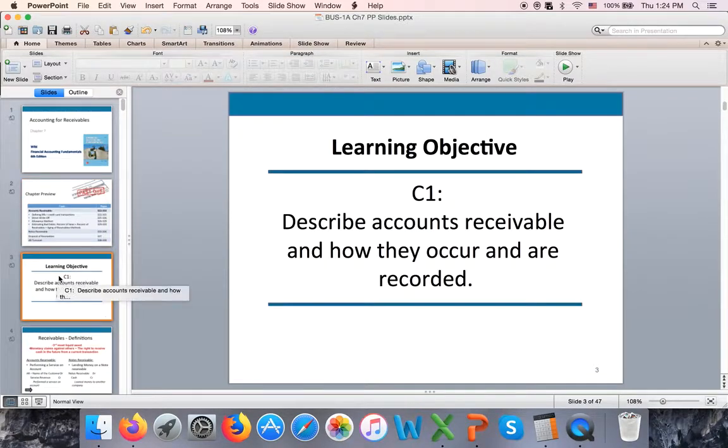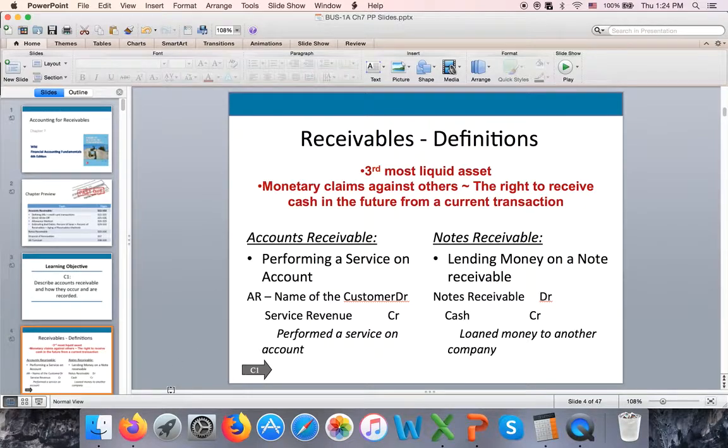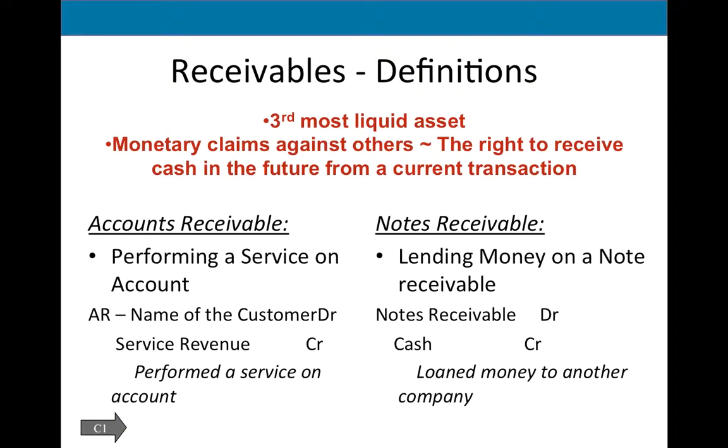Okay, so let's define accounts receivables. I know you're already familiar with them. So receivables is the third most liquid asset. The first one is cash and cash equivalents. The second one is short-term investments. The definition, there are two definitions right here. It's our monetary claims against others, or it's the right to receive cash in the future from the current transaction.